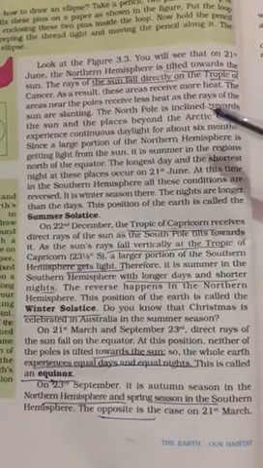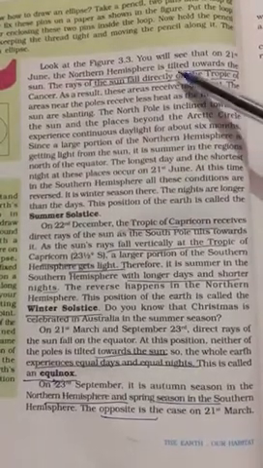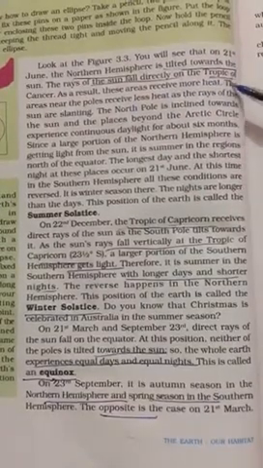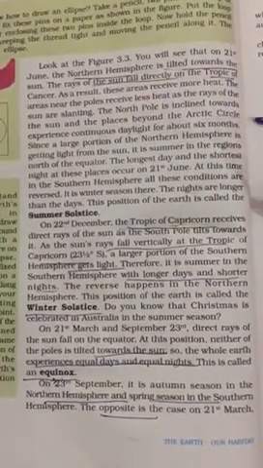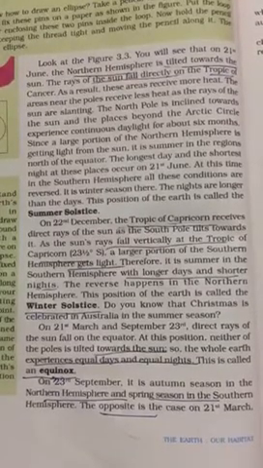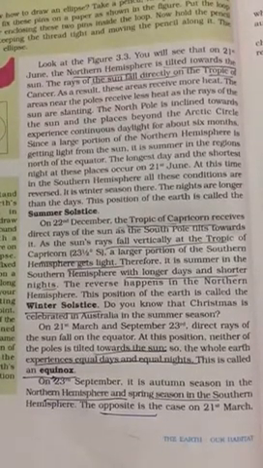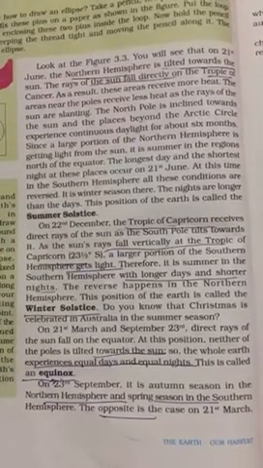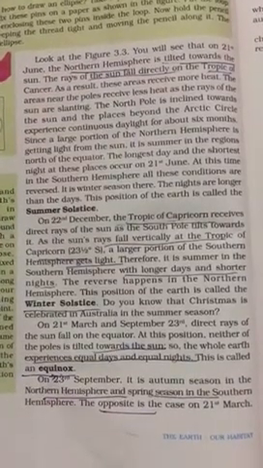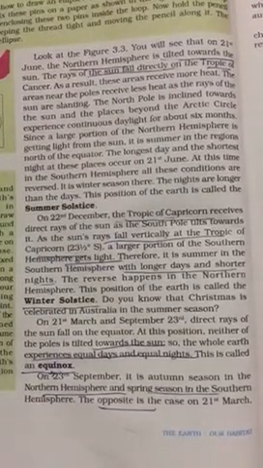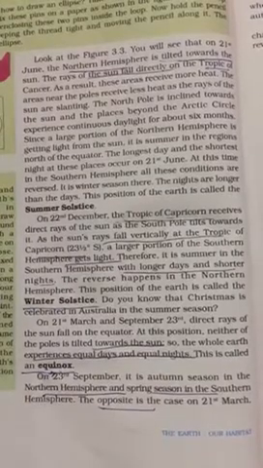The Northern Hemisphere is tilted towards the Sun. The rays of the Sun fall directly on the Tropic of Cancer. As a result, these areas receive more heat. The areas near the poles receive less heat as the rays of the Sun are slanting. The North Pole is inclined toward the Sun and the places beyond the Arctic Circle. That's why the Northern Hemisphere is getting light from the Sun.